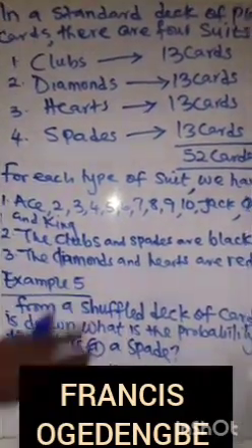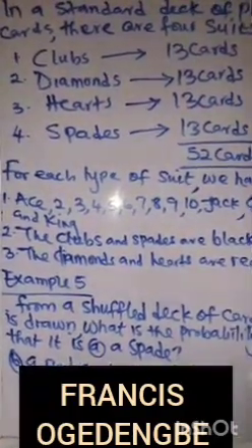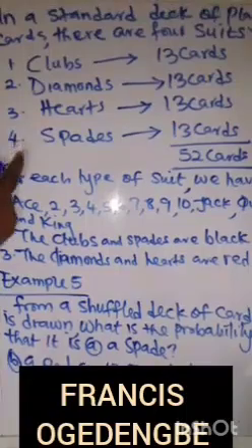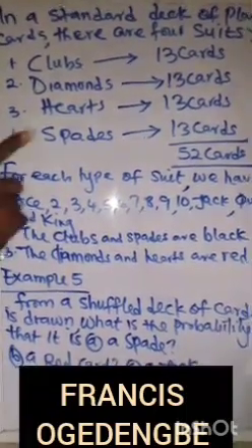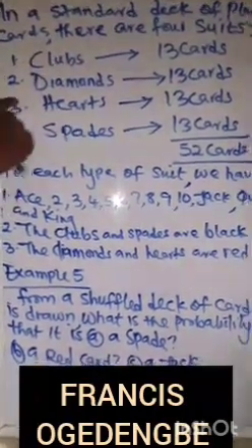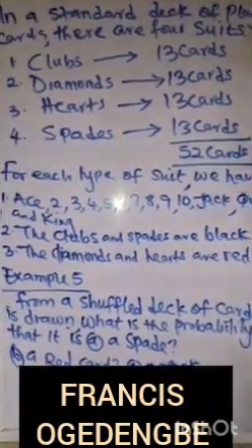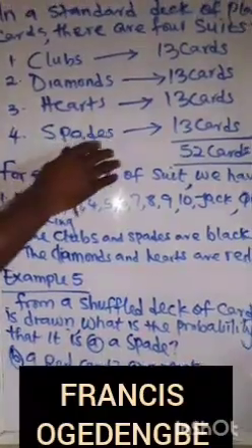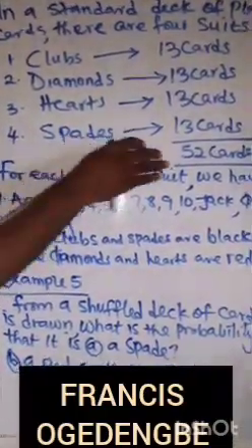In a standard playing deck of cards, there are 4 suits. Each of these suits contains 13 cards. The clubs have 13 cards, the diamonds have 13 cards, the hearts have 13 cards, and the spades as well, giving a total of 52 cards.